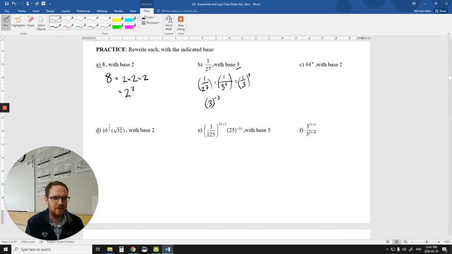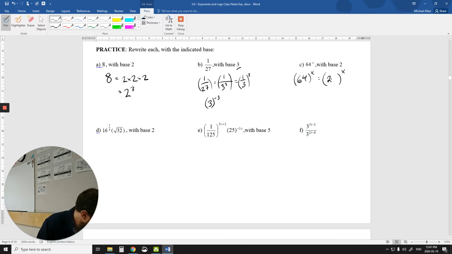This one has an exponent of x already, but that doesn't change anything. We just treat the 64 separately from the x, and we'll deal with another exponent rule later. So 64 is 2 to the power of 6. And now because we have a power to the power, we can multiply our two exponents and get 2 to the power of 6x.